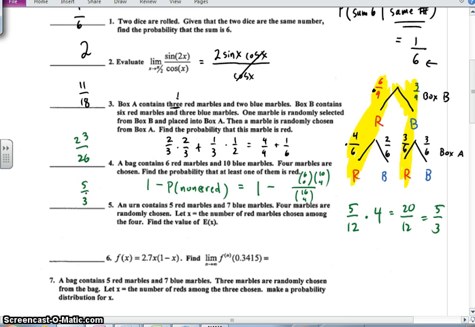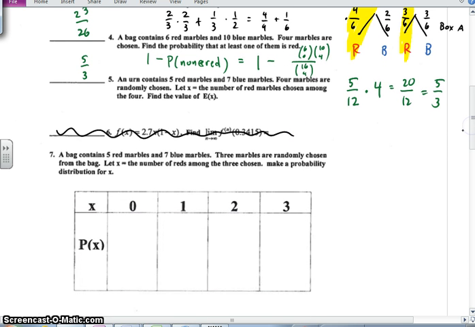When we get to number 7, I'll show you a different way to do it, but you'll get the same answer. All right, number 6, we skipped. We're not doing number 6. Number 7. Same situation as number 5, except now it's asking you to find a probability distribution for x.